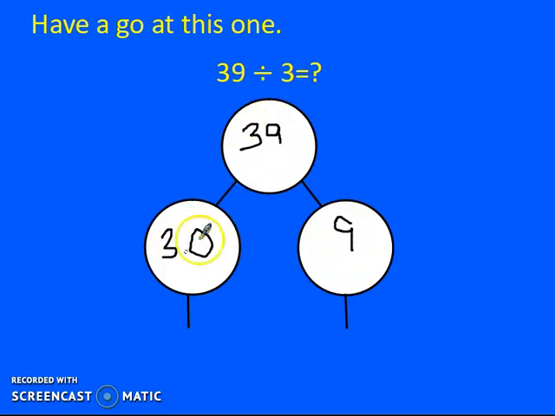We're dividing each number by 3. So 30 divided by 3, that one's easy, it equals 10. 9 divided by 3 equals 3. Add those two numbers together and we get 13. So our answer is 13.